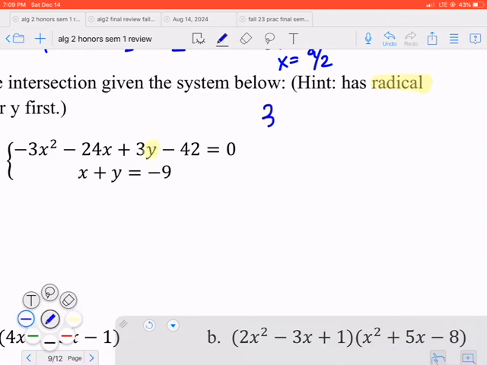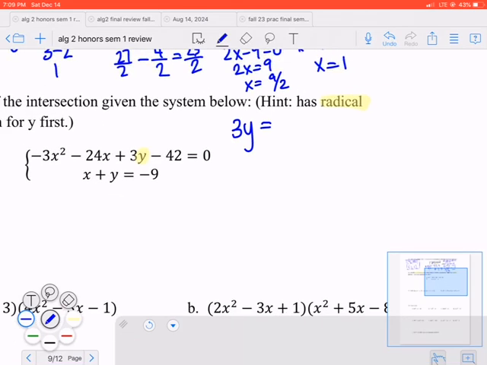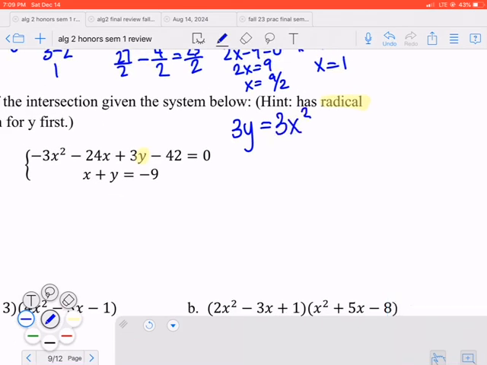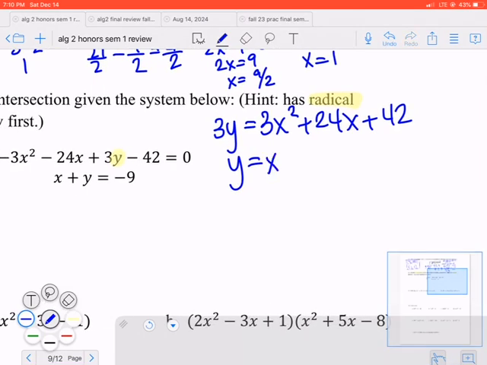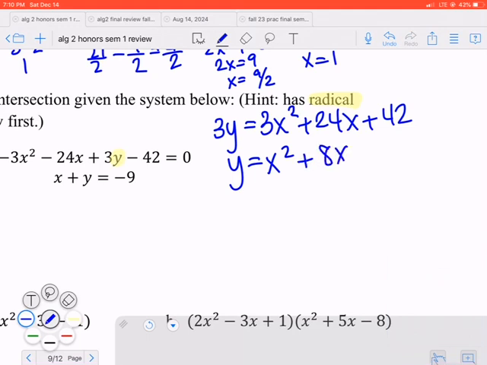So I'm going to keep the 3y on the left. I'm going to add 3x squared over plus 24x and plus the 42. And then I'm going to divide everything by 3 because we got to divide that 3. So that gives us x squared plus 8x plus 14. And solving this one for y, I just need to minus the x over.